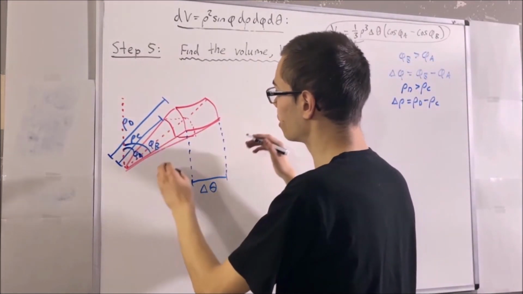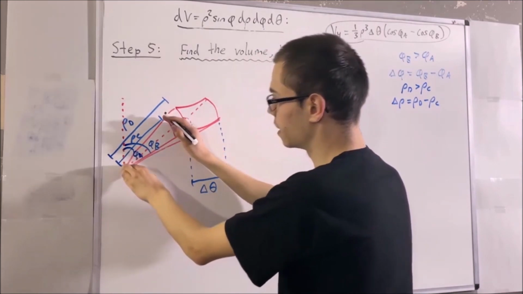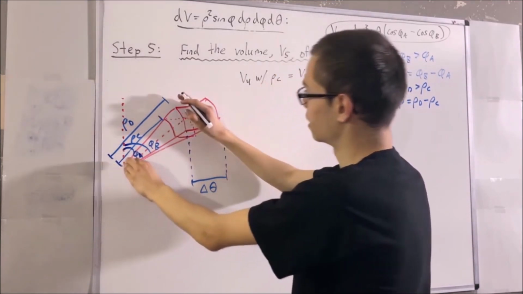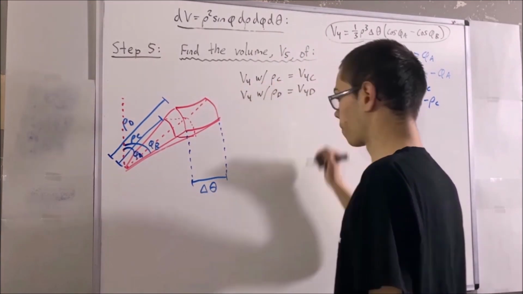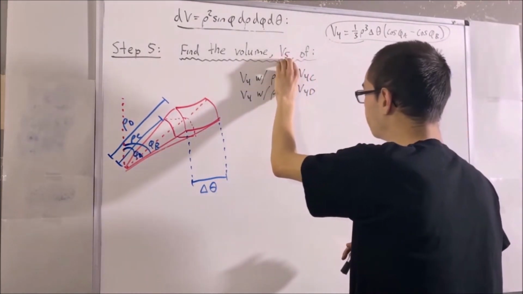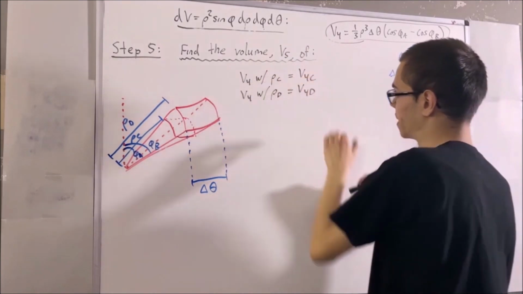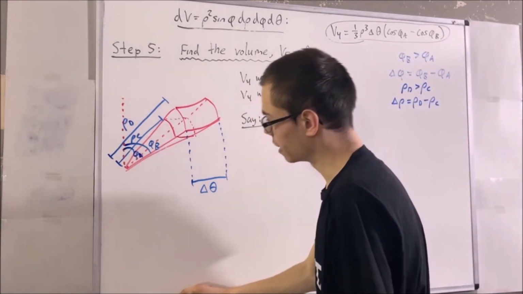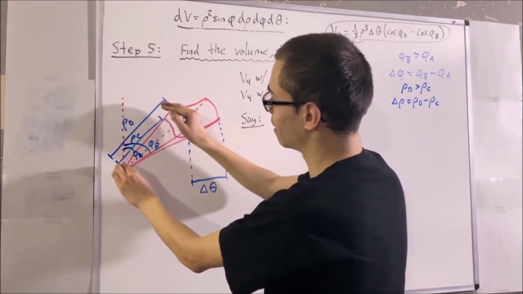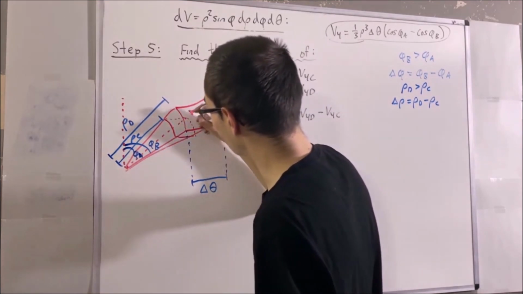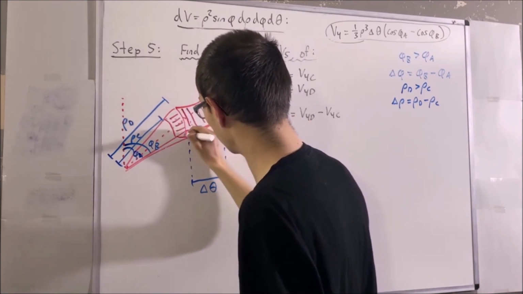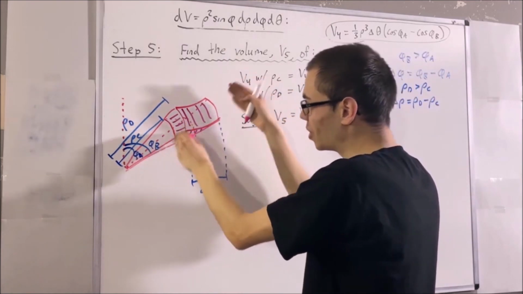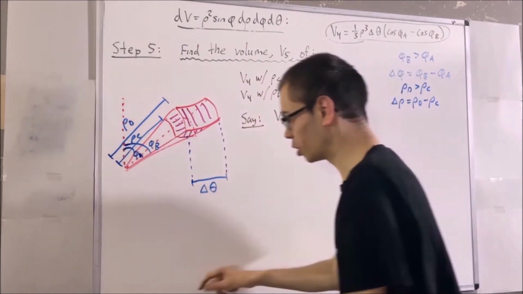So with this, we're going to say that the volume 4 with rho c is v4c. And the volume 4 with rho d is v4d. And we're going to say that volume 5 is v4d minus v4c. That is exactly what volume 5 is. In other words, it's this volume minus this volume. In other words, volume 5 is exactly equivalent to this volume. And this is exactly the volume that we were looking at the beginning of this video, which is really cool.